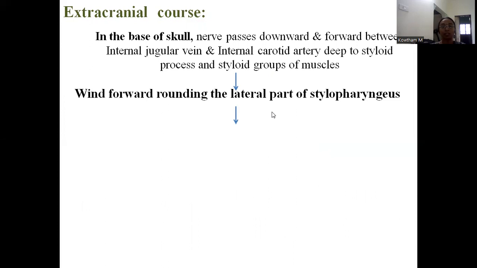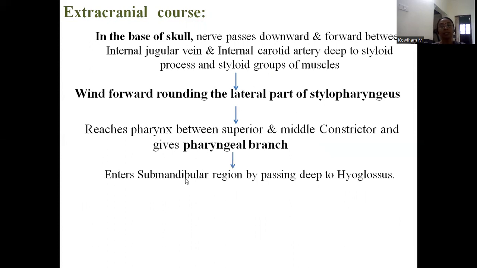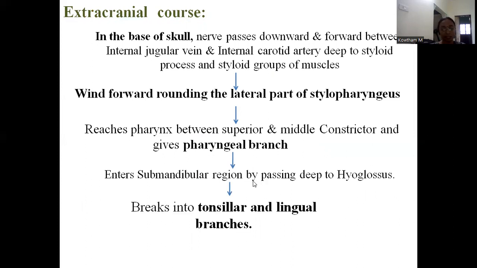Then it winds around the lateral part of the stylopharyngeus, then reaches the pharynx between the superior and middle constrictor and gives the pharyngeal branch here. Then it enters the submandibular region, passing deep to hyoglossus. Then it breaks into tonsillar and lingual branches. So this is about the extracranial course.